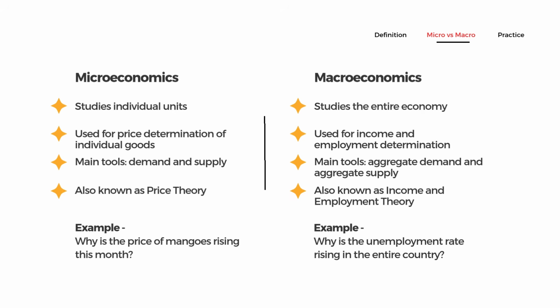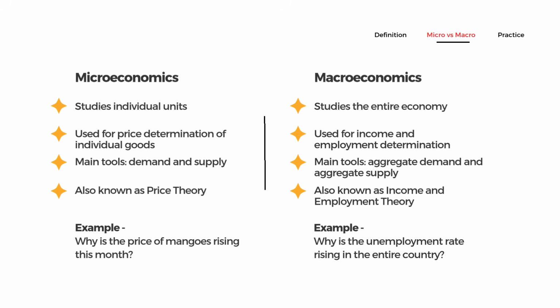Now let's compare this with microeconomics. Both are parts of economics, but they focus on very different things. Let's break it down. Microeconomics studies individual units, like one consumer, one firm. Whereas macroeconomics studies the entire economy. For example, all consumers, all firms.